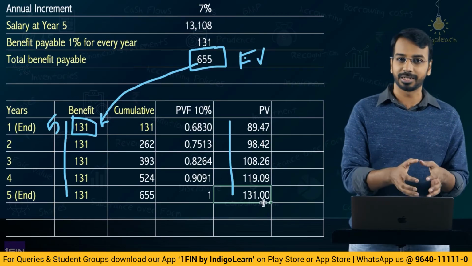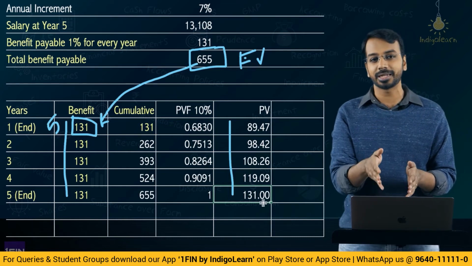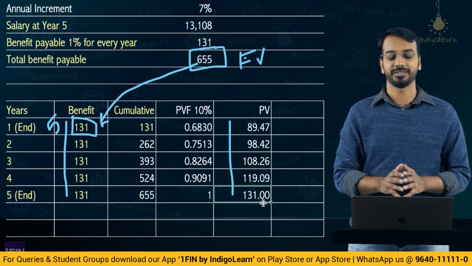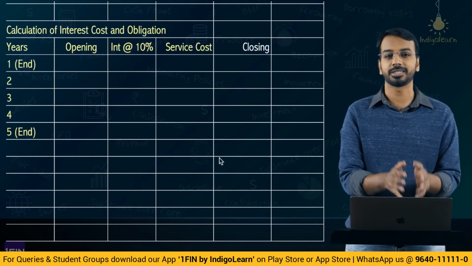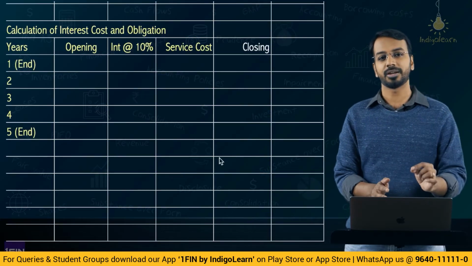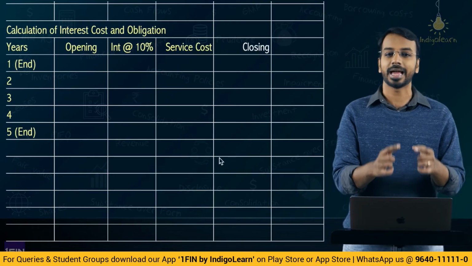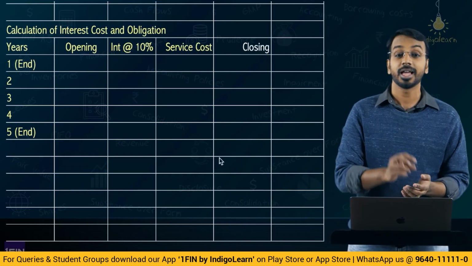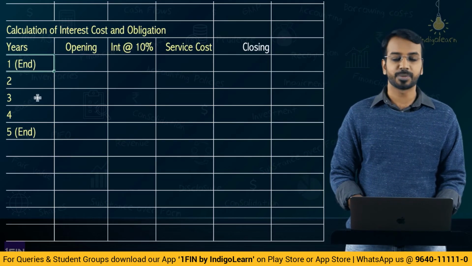Now, let us prepare another table and see how do we take this service cost, how does the interest impact this, and how do we ultimately reach the closing balance of 655. Let us now see how do we calculate the interest cost and the obligations at the end of each period. Please understand friends, the service cost that is being recognized is at the end of each period. Okay, so accordingly you will need to calculate interest and also arrive at what is the obligation. Now all these years represent end of the period.